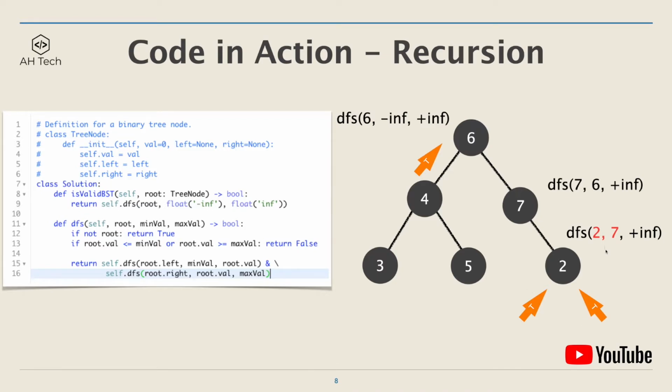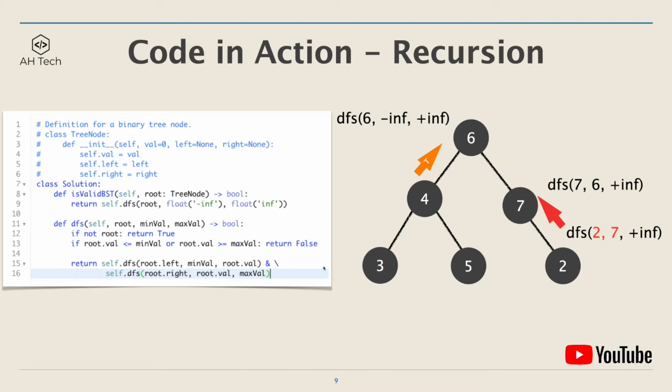And similarly, at the leaf node 2, you will get a return value of true from its empty left and right child. But at node 2, you can see that its node value 2 is less than its minimum value 7, which means that node 2 is not a valid binary search tree node. So it will return false to its parent.